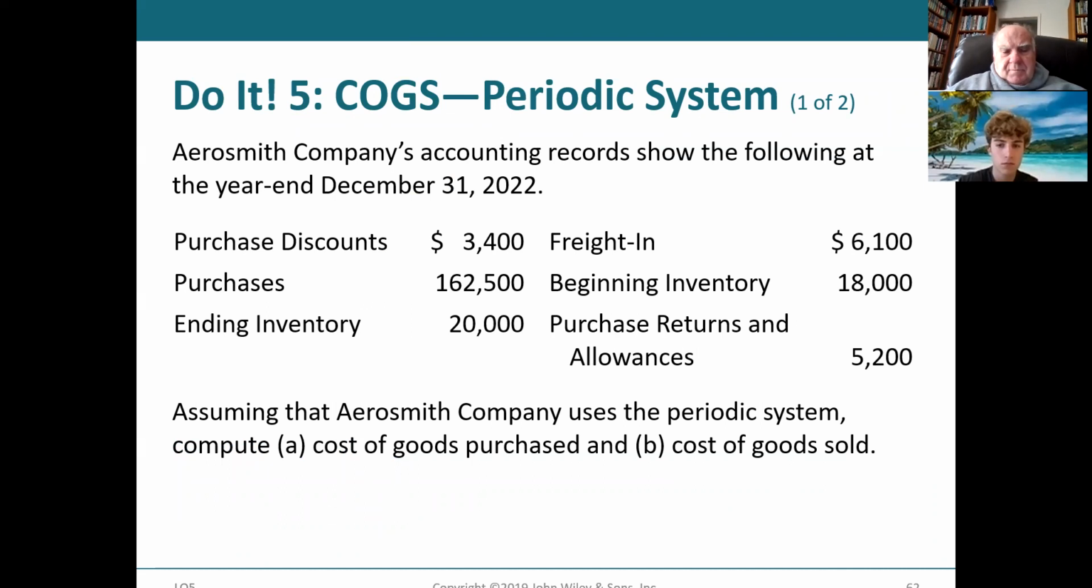Compute the cost of goods purchased and the cost of goods sold from this, okay? Well, let's do the cost of goods purchased. That would be purchases 162,500 minus 3,400 for purchase discounts minus 5,200 for purchase returns and allowances. That gives us net purchases, but then we have to add the freight in on top of that.